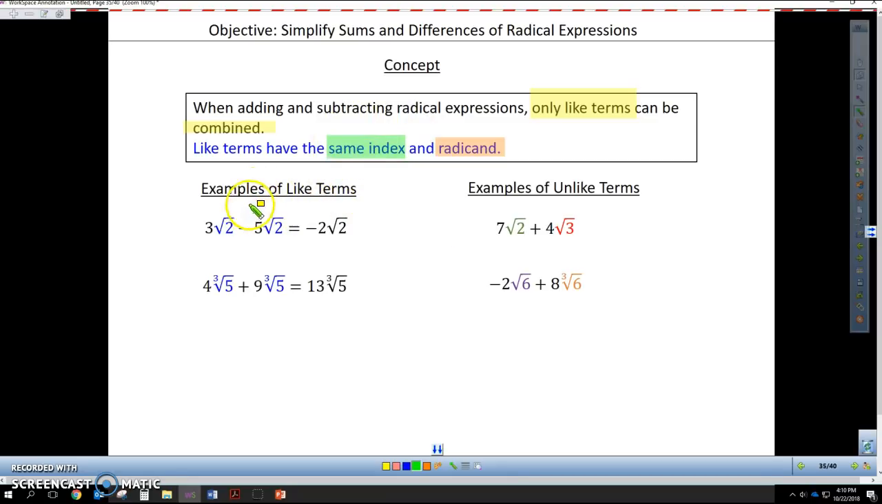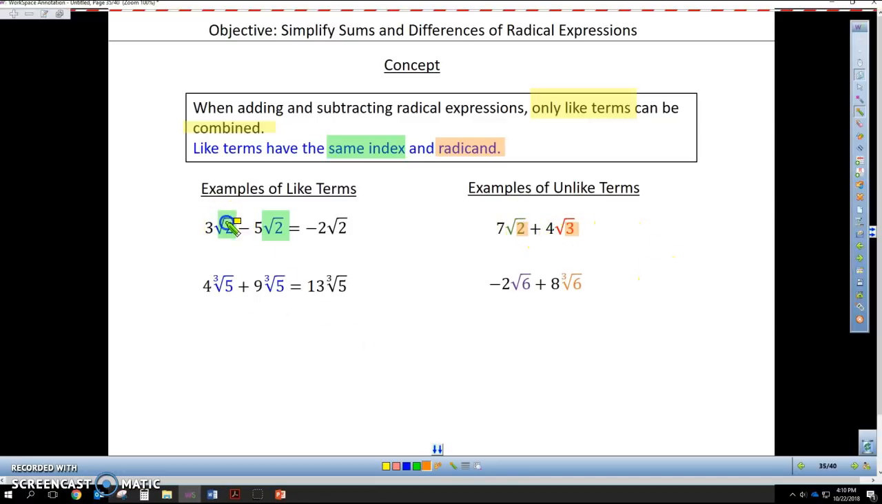So here I have like terms, right? They're both square roots here. Same index. Okay, so I can combine them. And here I have the same index. However, this is an unlike term because you also have to have the same radicand. So pay attention here. Notice, right, 2 and 3 are not the same number, so therefore I cannot add them.